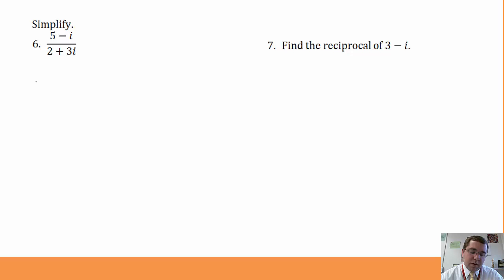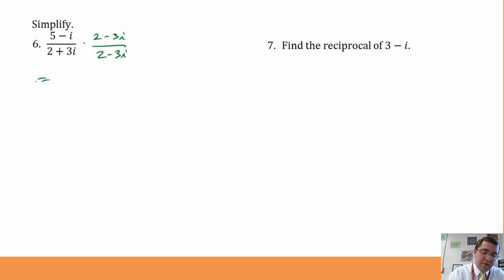That's useful, because what if I want to simplify number 6? Here I'm dividing two complex numbers, 5 minus i over 2 plus 3i. And the way it looks, it doesn't look like I could do much with it. But I can, if I simply multiply by the conjugate of the denominator over itself: 2 minus 3i over 2 minus 3i. I'm multiplying by 1, so I'm not actually changing the value of my number, I'm just rearranging it.